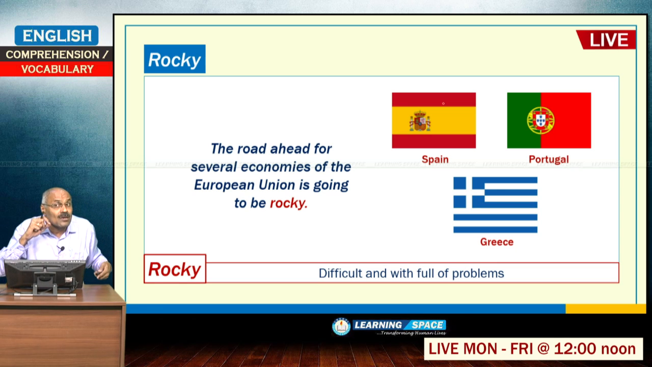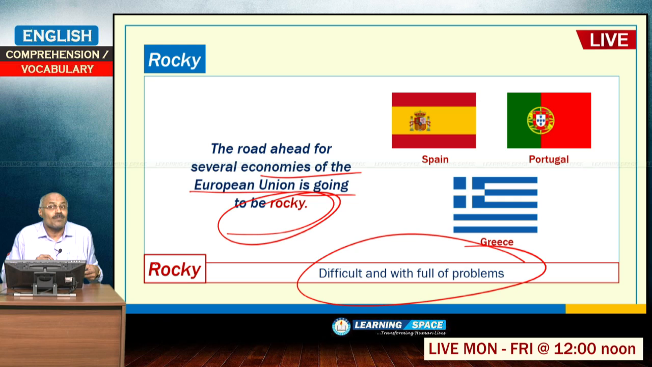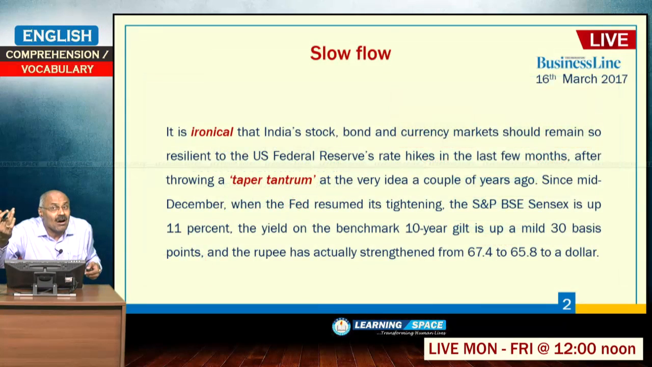So, we talked about rocky. Rocky means difficult and full of problems. The road ahead for several economies of European Union is going to be rocky. Several countries are in problems. Greece is one example, Spain, Portugal, these are also in problems. So, the road ahead for several economies of European Union is going to be rocky. The same word is used here, rocky. So, that means the road ahead is difficult for India also.